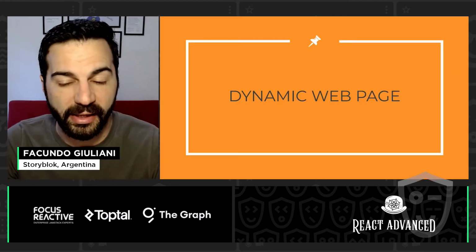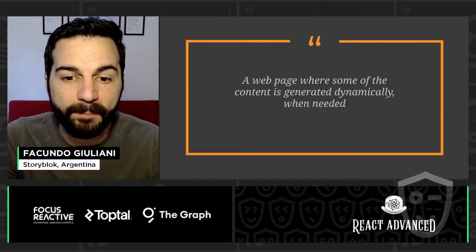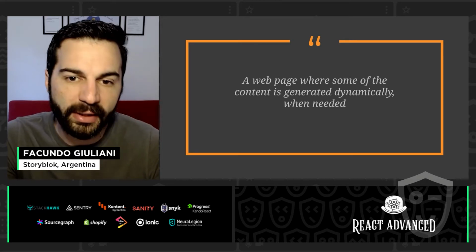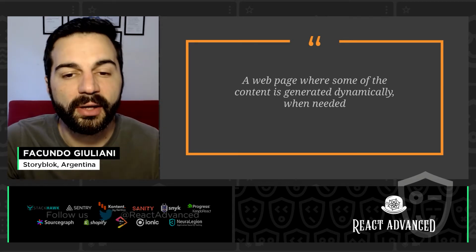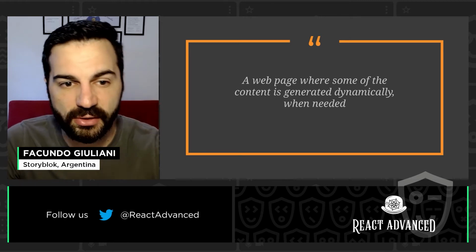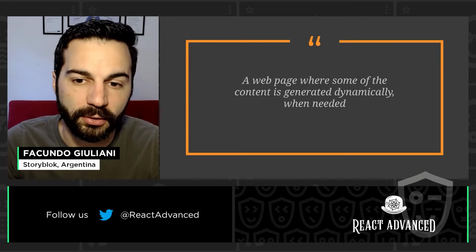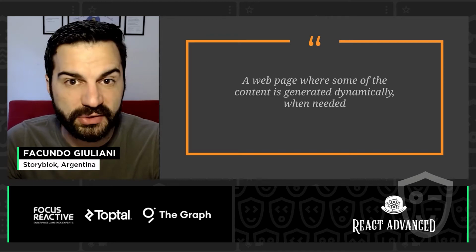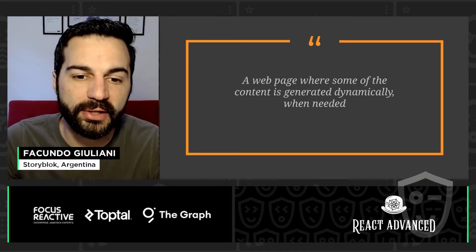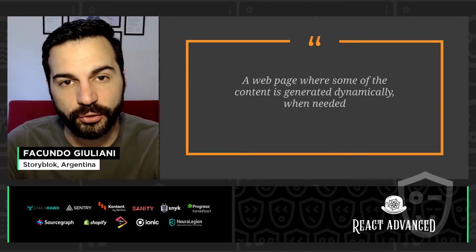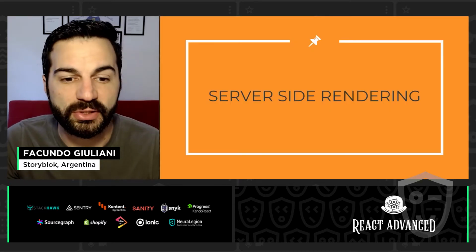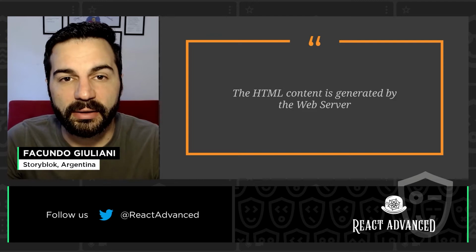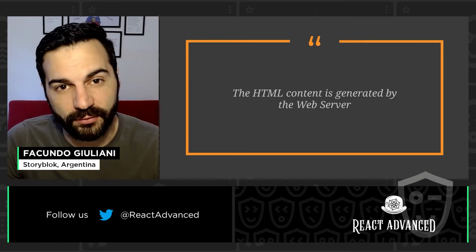And that is the difference with a dynamic web page, where some of the content is generated dynamically when needed. We can generate on the fly HTML content that we will deliver to the user that is visiting our website, depending on any condition or any logic that we have and execute in our web servers. We have different ways of generating this dynamic content. One of these ways is using server-side rendering, where the HTML content is generated dynamically in the web server.